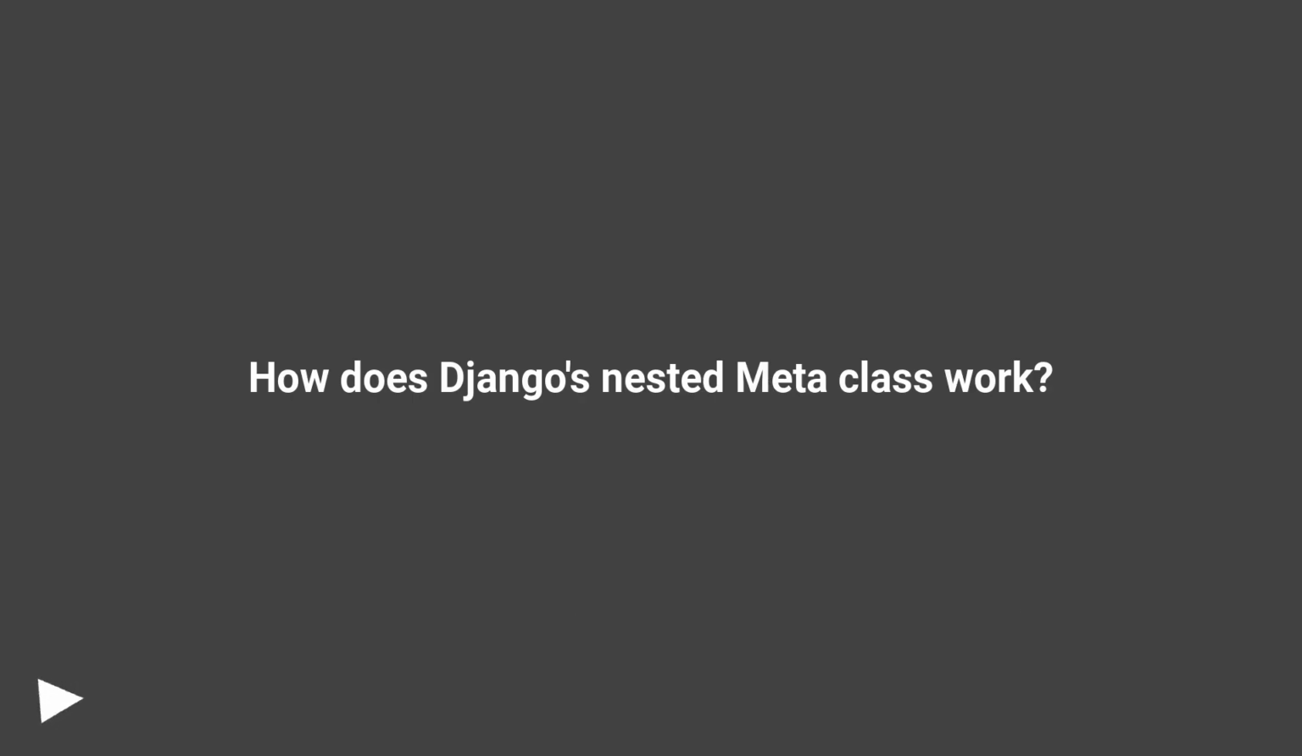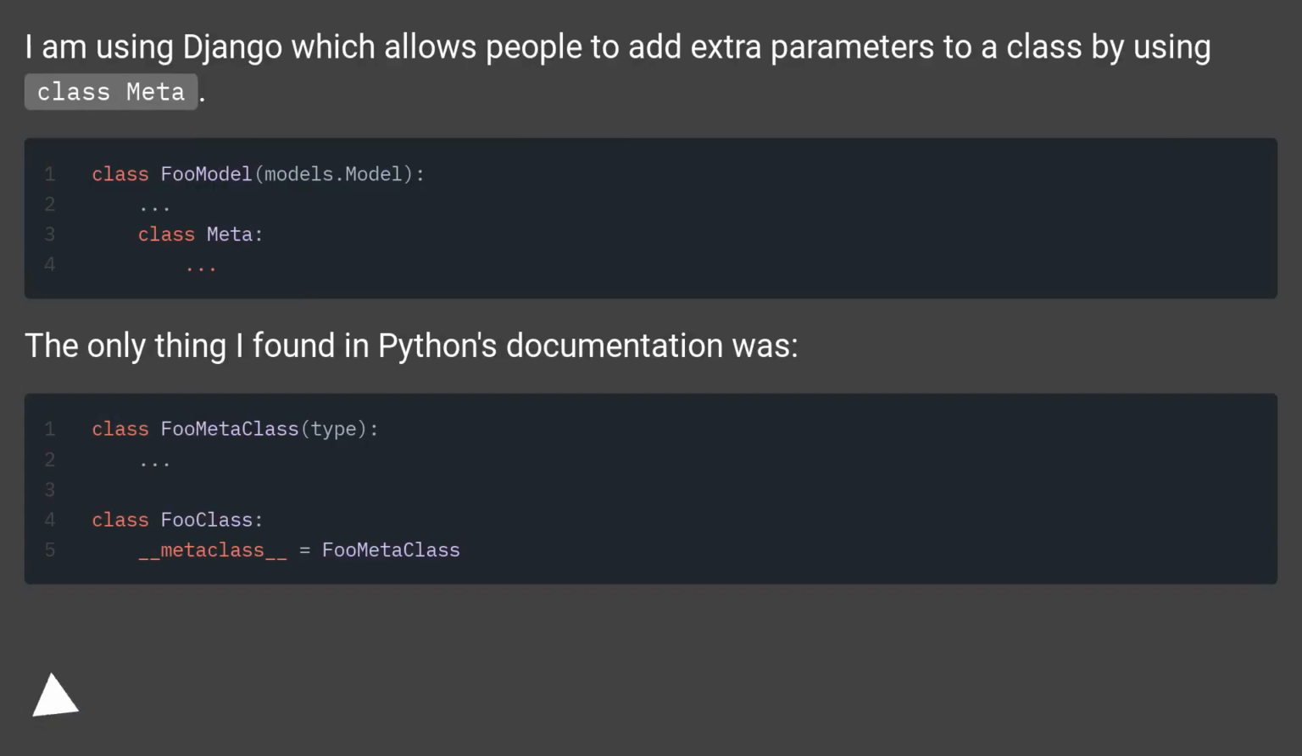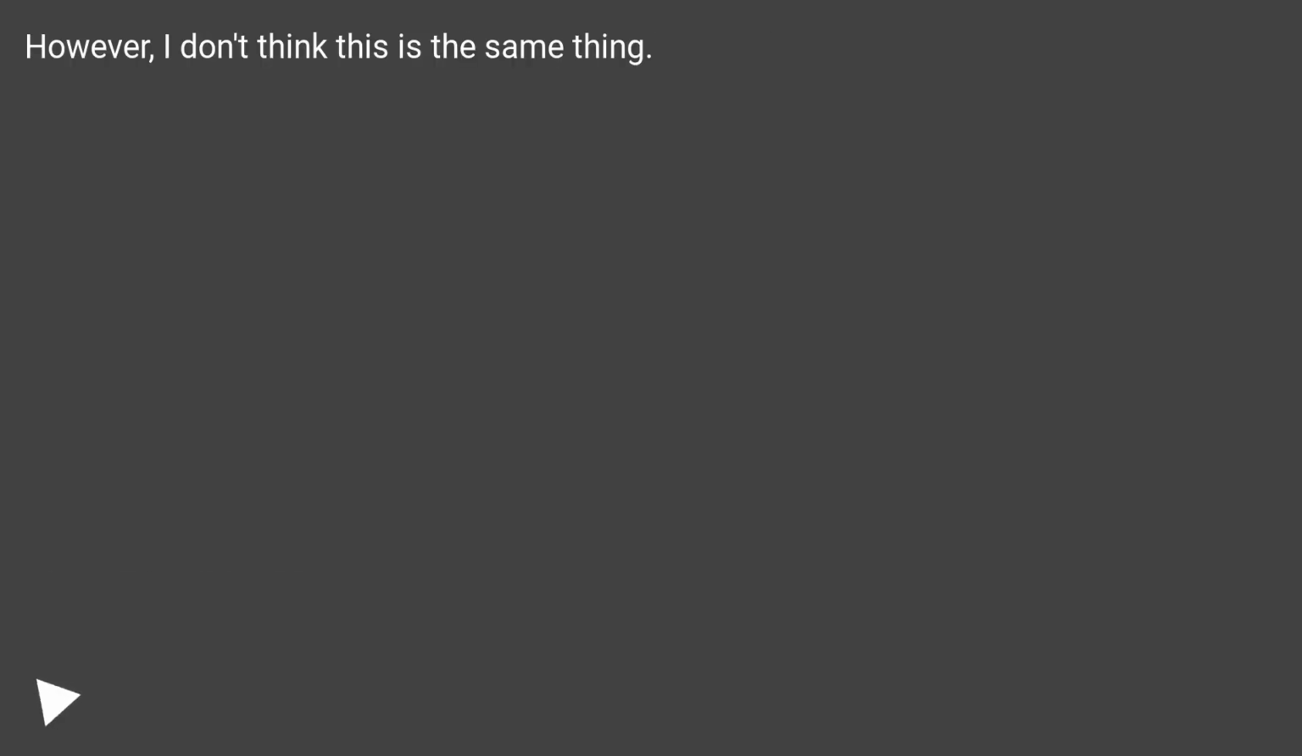How does Django's nested Meta class work? I am using Django, which allows people to add extra parameters to a class by using class Meta. The only thing I found in Python's documentation was metaclasses. However, I don't think this is the same thing.